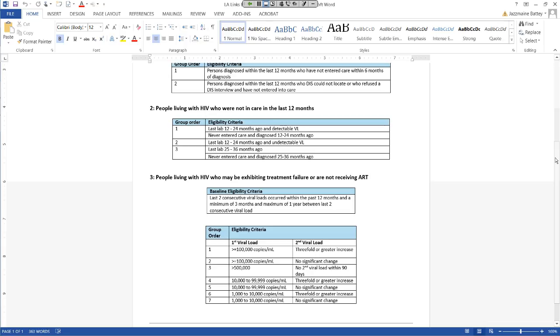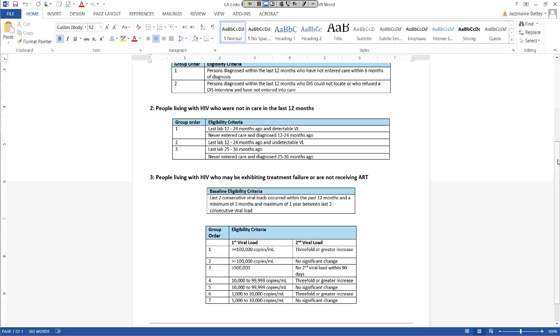So one of the things that we have established is an eligibility criteria and kind of an ordering of these cases. So you can see our group 1, our high priority group, are folks who have a first viral load of over 100,000 and a second viral load which is 3-fold or greater increase. So we're looking at folks who've had more than one viral load. And then, for example, our second group is folks with a viral load greater than 100,000 and a second viral load where there's no significant decrease. And you can see, again, there's a third group, fourth group, fifth group, et cetera.